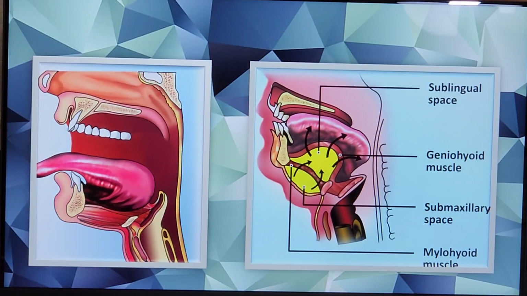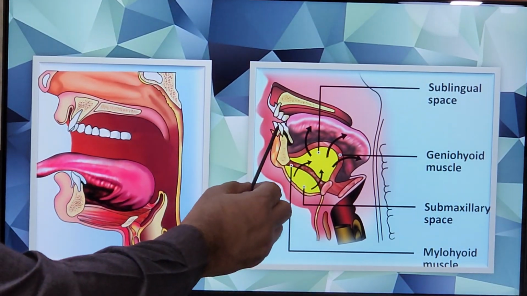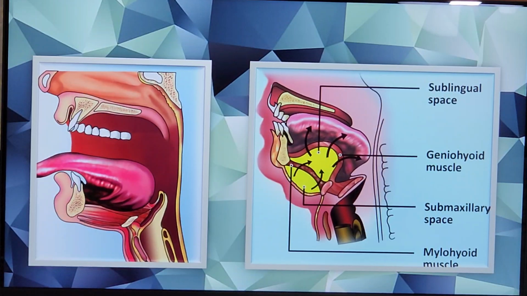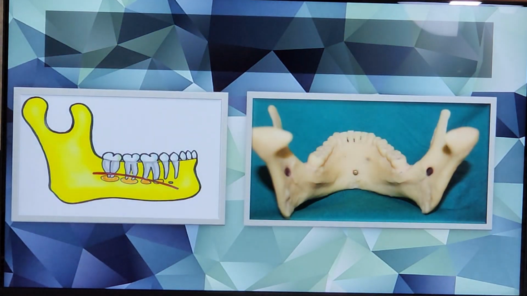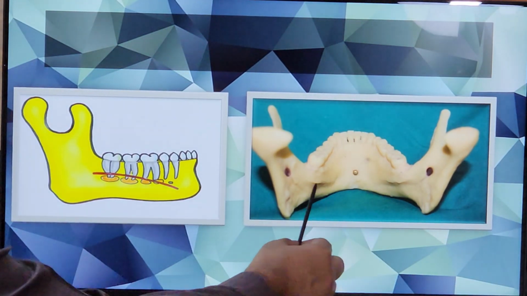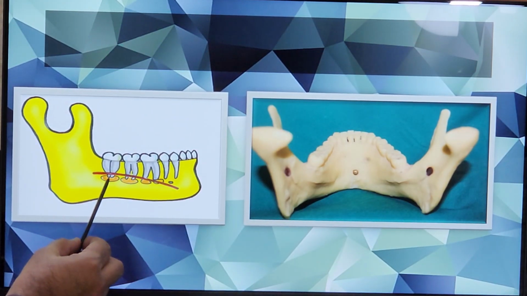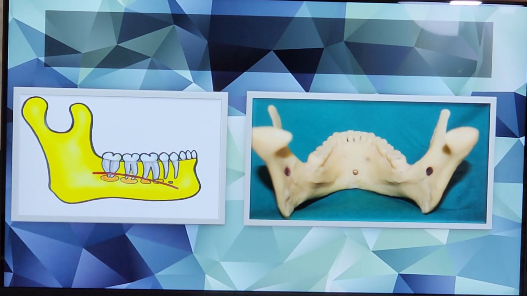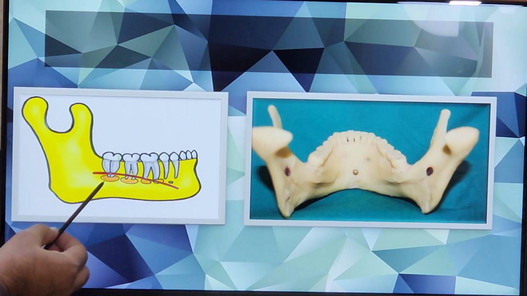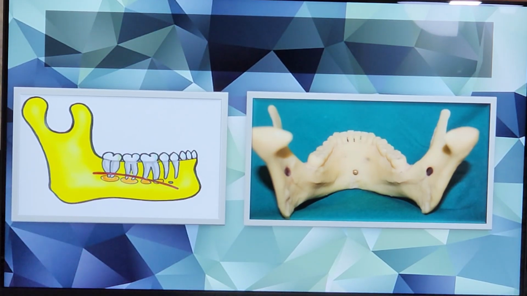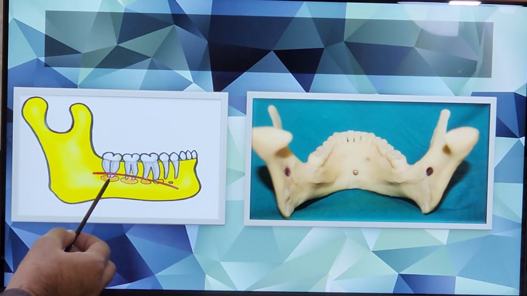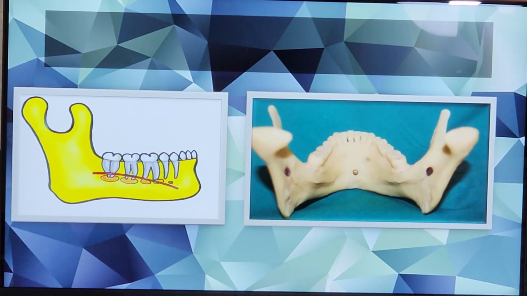So what happens is, to start with, there will be infection of the tooth, especially the last molars. See, this is a mandible and you have a line here, the mylohyoid line, and the specialty of the last 2-3 molars is that the roots of the last 2-3 molars lie below the level of the mylohyoid line. So what happens? The infection from the root, periodontitis, can easily spread from that root to the submaxillary space.